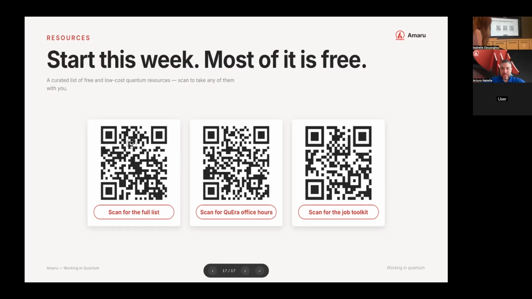So scan these, sign up for QEra's office hours, scan to get the resources, and scan to apply to get to the free career toolkit. And you can make your way into a quantum role starting today.